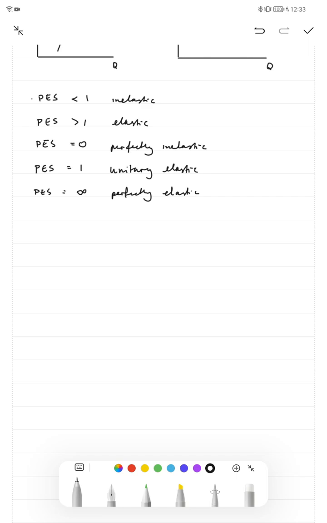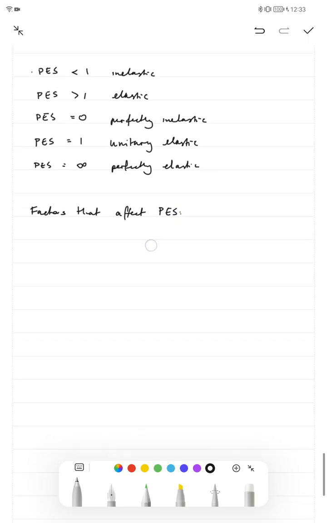So with the PES, again, you want to think about the factors that affect your PES and what makes it elastic or inelastic and so on. So you have the factors of production.